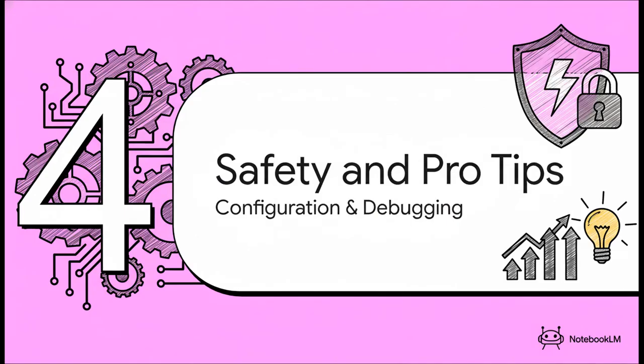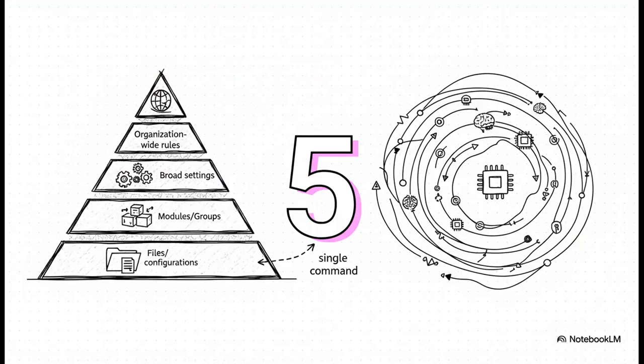Okay, so you officially have the power to create and run a custom AI agent. But with great power comes the need to talk about safety. And I've got a few pro tips to make sure everything always goes smoothly. So the first thing you have to understand is that these configurations don't just exist in a bubble. There's actually a hierarchy, a pecking order, if you will, of 5 different levels of settings, from really broad company-wide rules all the way down to the single command that you just ran.